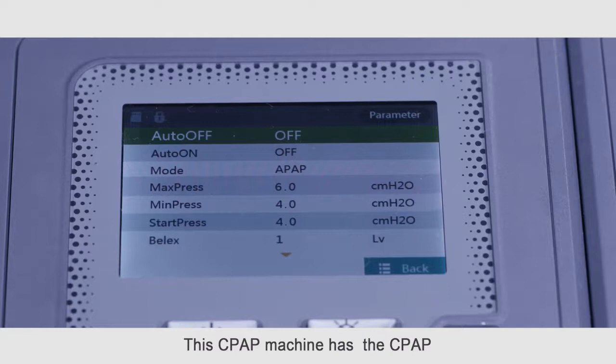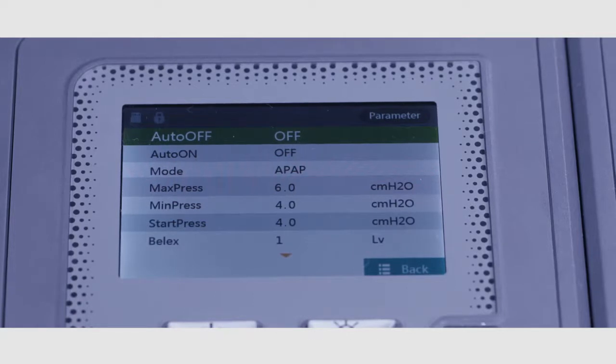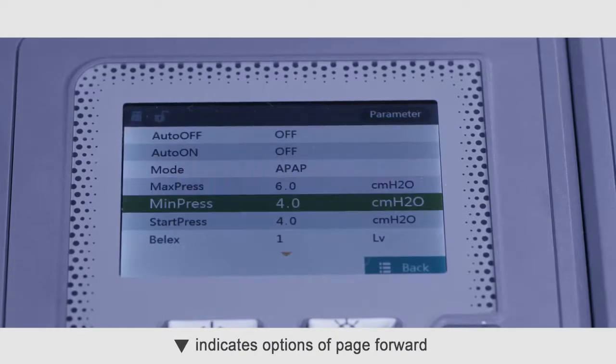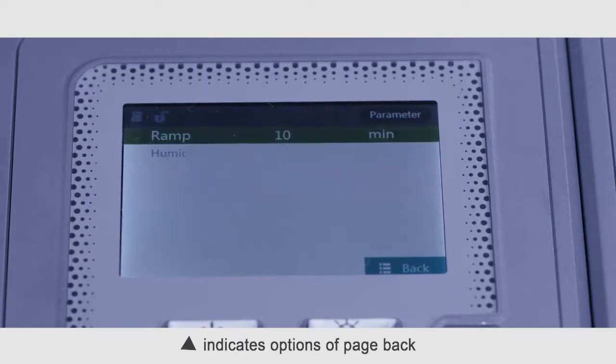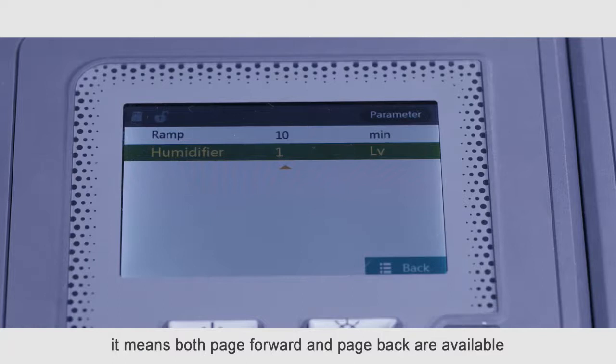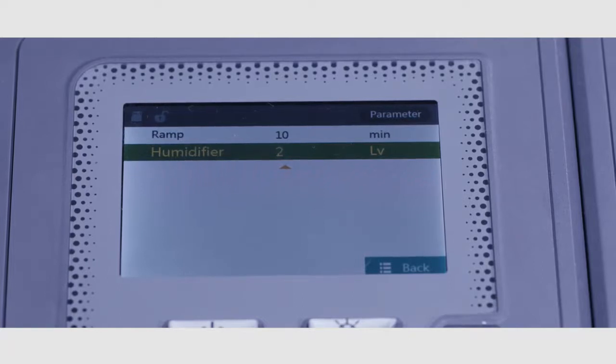The CPAP machine has the CPAP and APAP working modes. The APAP is the regularly used one. Below the interface, the down arrow indicates the option of page forward. The up arrow indicates the option of page back. If they show together, it means both page forward and page back are available.